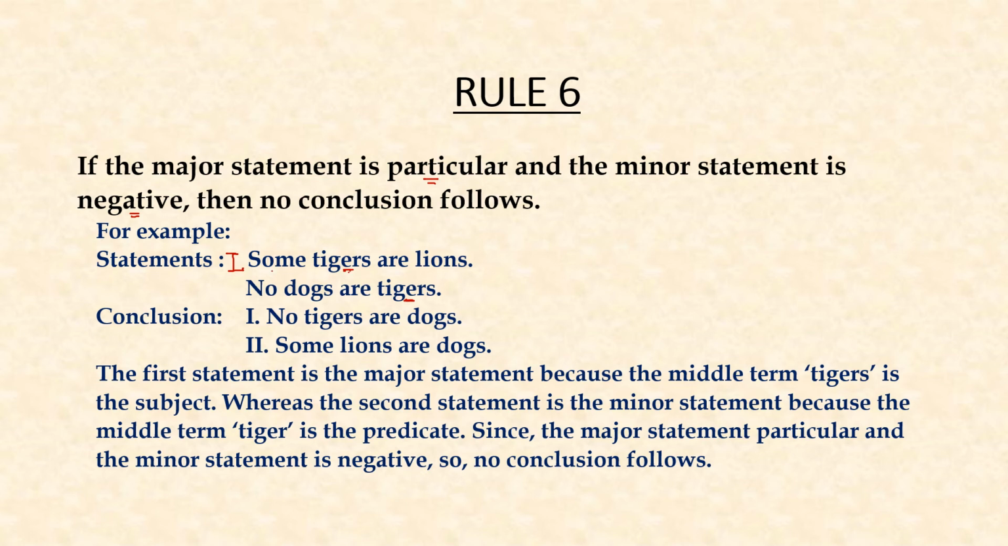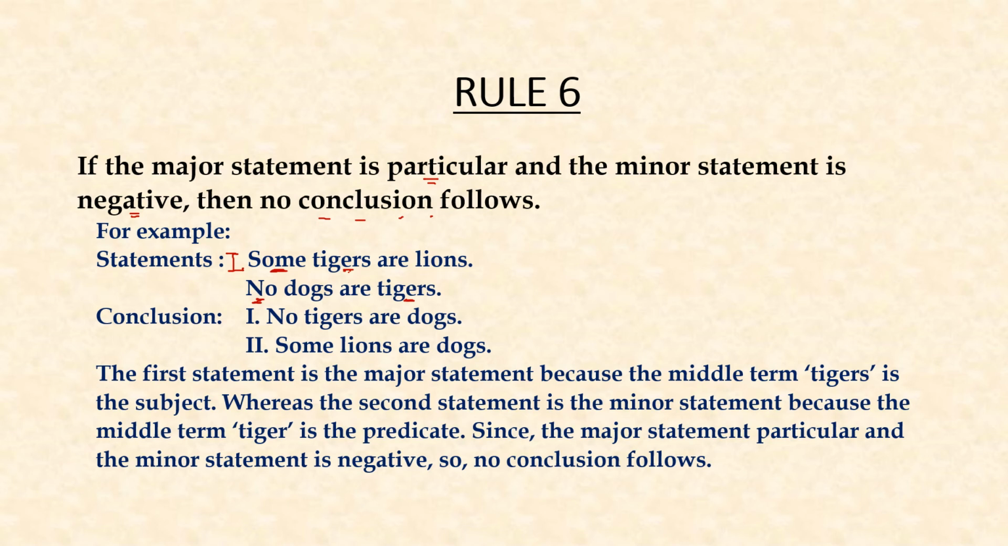It is a particular statement because we find the word some written here. जहाँ पर भी some word आ जाता है वो particular statement हो जाती है. If we look at the minor statement, we find the word no written here, so it is a negative statement. In such a case, the rule says no conclusion follows. तो अगर ऐसा हमारा combination होता है statements का, then no conclusion follows.